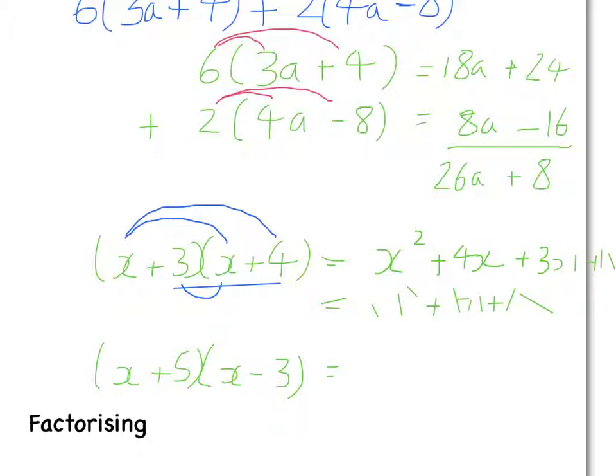And the final example we're going to look at on expanding is this one. So do exactly the same step. So x times x, which is x squared, x times minus 3, which is minus 3x, 5 times x, which is plus 5x, and 5 times minus 3 is minus 15. Remember to collect together then minus 3x and the plus 5x, which is going to be 2x.